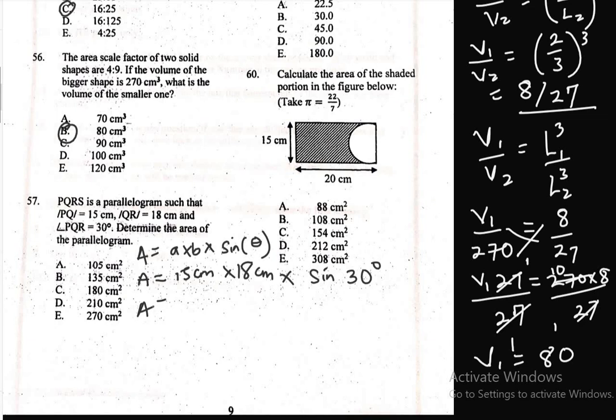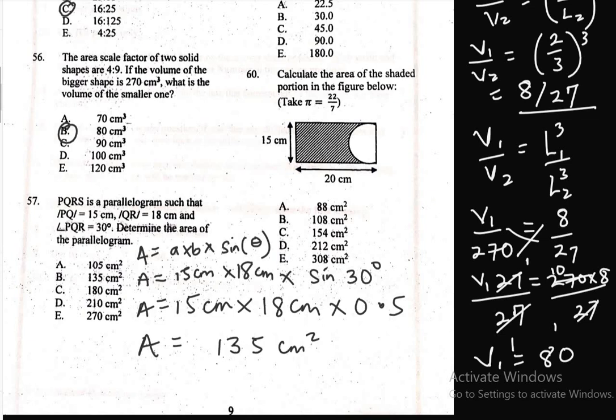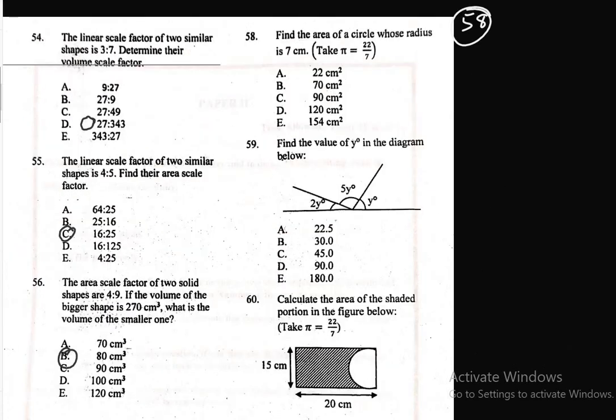So this will give us 15 centimeters times 18 centimeters times sine 30 degrees, which is 0.5 or 1 over 2. If you multiply through, the area will be 135 centimeters squared, and B is the right answer. So 57 is B. All right, let's move up to question 58.